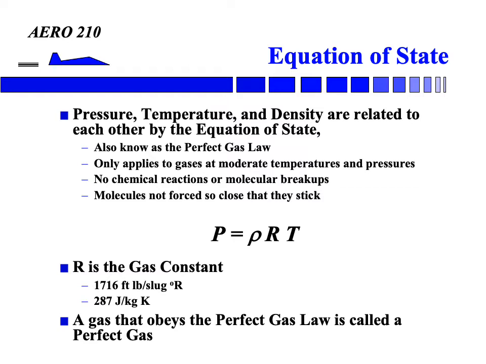The perfect gas law works for gases at moderate temperatures and pressures, and it works for air. And the values of R that were given are for air. There are different values for other types of gases. And the gas that obeys the perfect gas law is called a perfect gas.